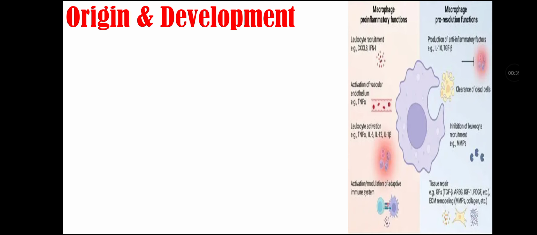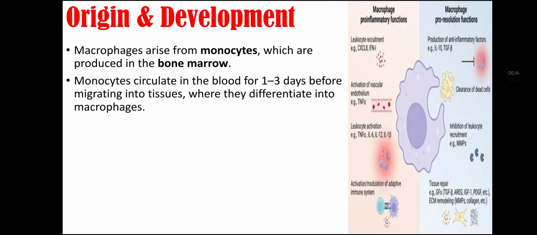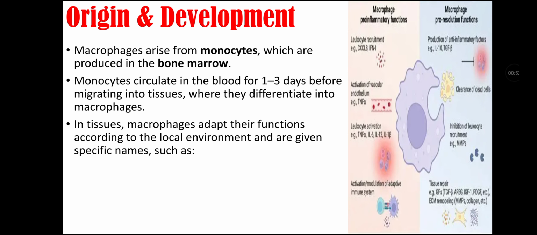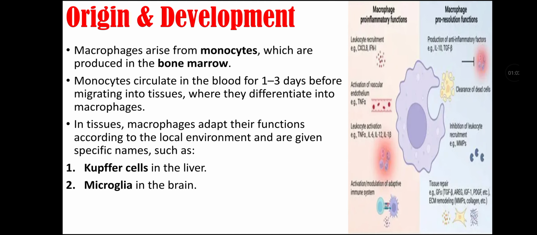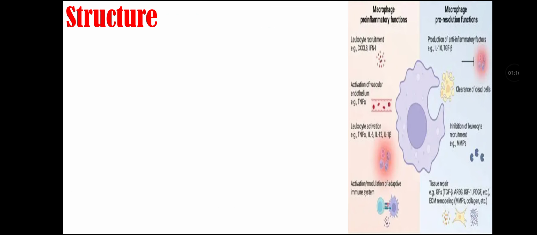Origin and development of macrophages. Macrophages arise from monocytes which are produced in the bone marrow. Monocytes circulate in blood for 1 to 3 days before migrating into tissue where they differentiate into macrophages. In tissue, macrophages adopt their functions according to their local environment and are given specific names, such as Kupffer cells if they go into the liver, microglia if they go into the brain, alveolar macrophages if these monocytes go into the lungs, and osteoclasts if they go into the bone.